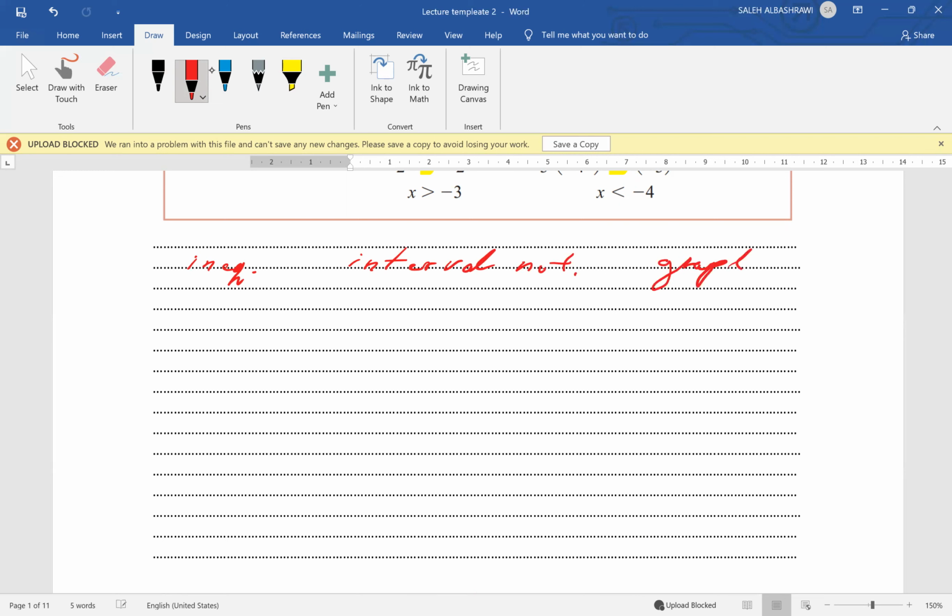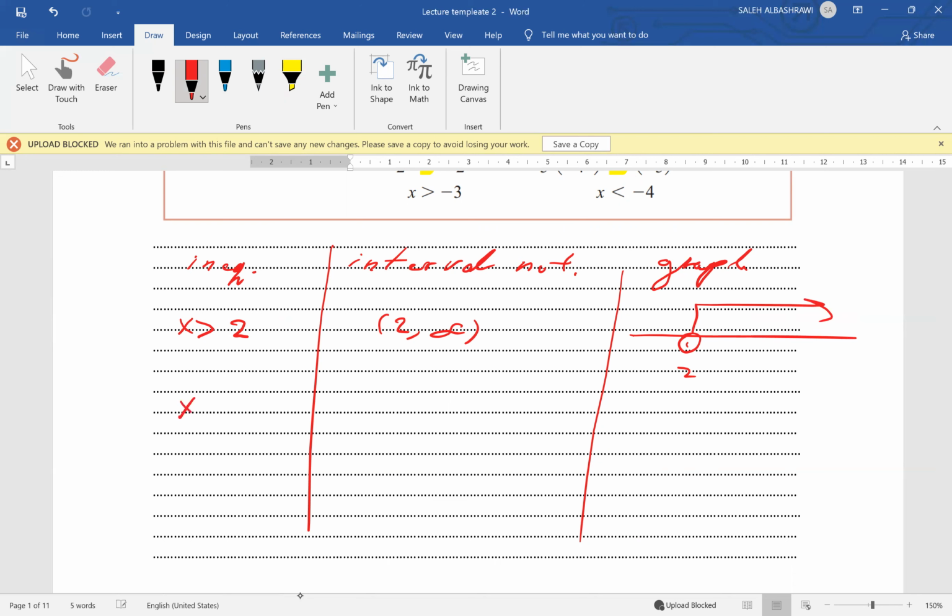If I have x greater than 2, for example, the interval notation will be 2 to infinity. X greater than 2 means x can be 2.5, 2.7, 3, 4, 5, any number greater than 2. So the interval will be written as 2 to infinity, and for the graph, an open circle at the number 2 and go to the right, greater than.